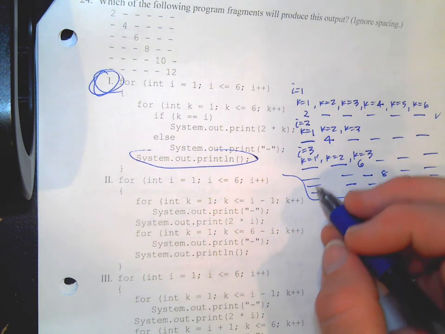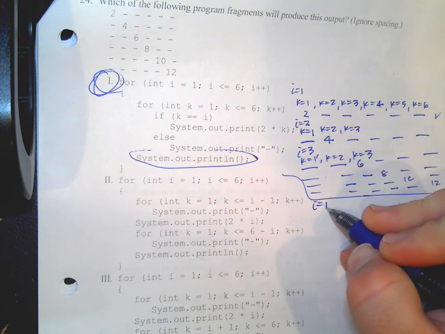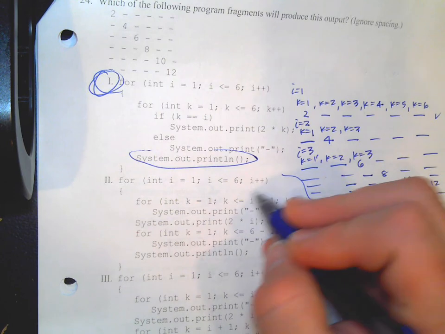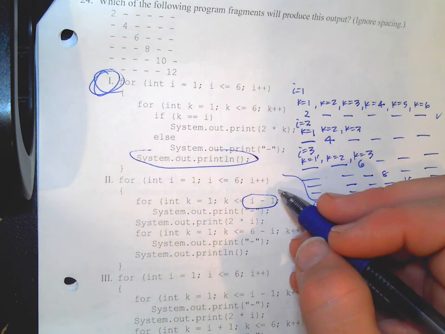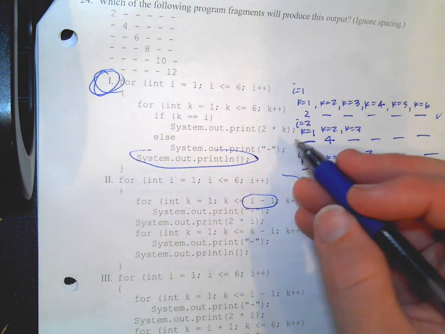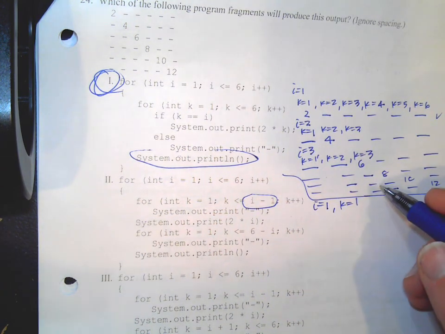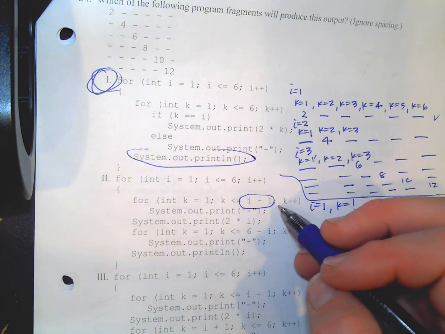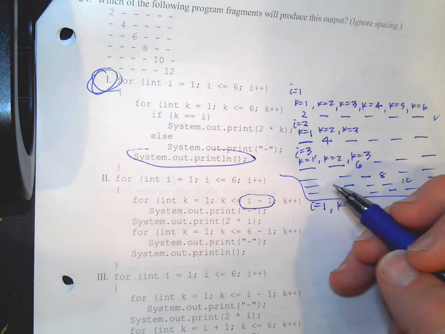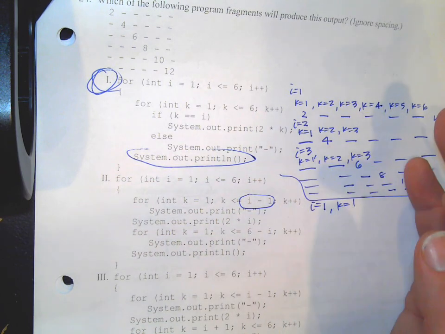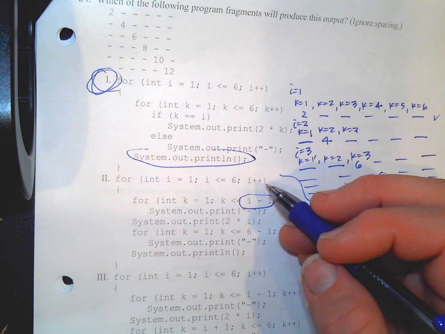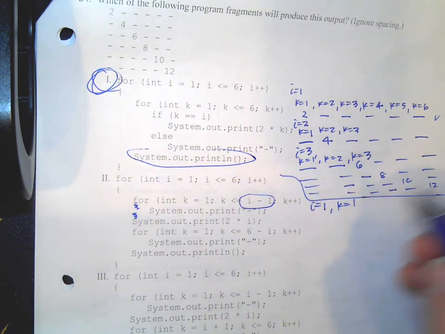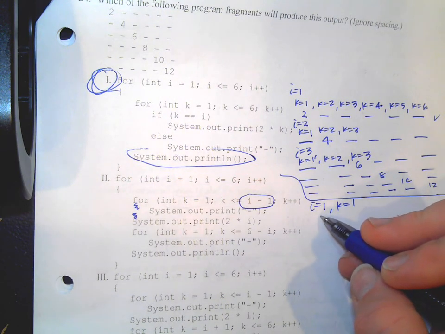So this next one starts with i equals 1 and k equals 1. So it seems very similar, but then there's something weird right here. This is kind of the weird part compared to the last one. It says, okay, well, starting at k equals 1, as long as k is less than or equal to i minus 1. Well, i minus 1 is 0. So is 1 less than or equal to 0? Nope. So that doesn't happen at all. This is all inside that for loop. So we immediately go to this and we print out 2 times 1, which is 2.